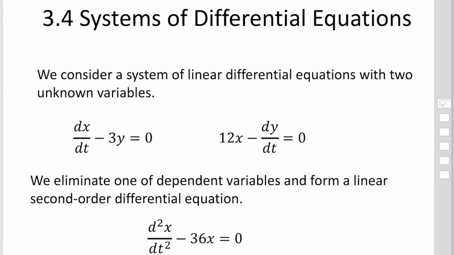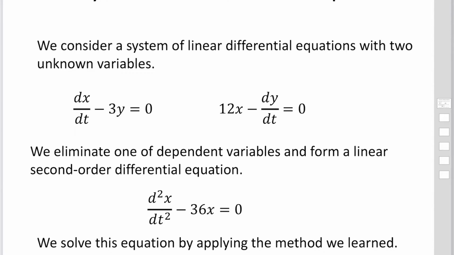In this section, I'd like to explain systems of differential equations. In systems of differential equations, we have two or more dependent variables. When we consider ordinary differential equations, we have one independent variable. So this is the case of two dependent variables and one independent variable, where x and y are dependent variables and t is the independent variable.